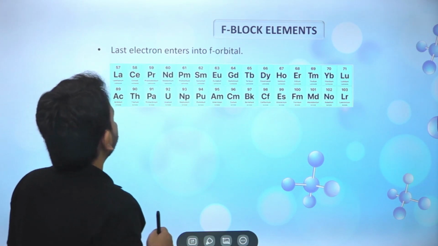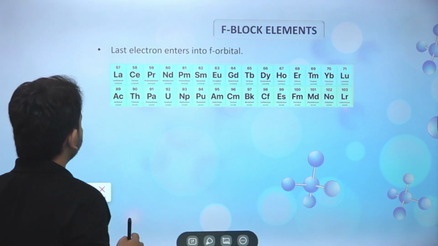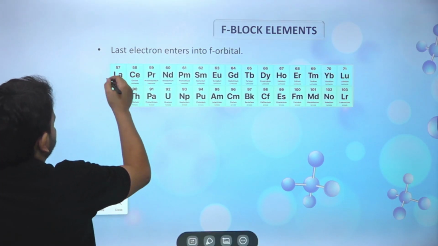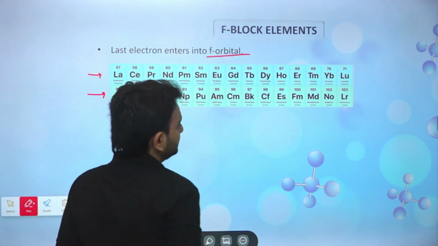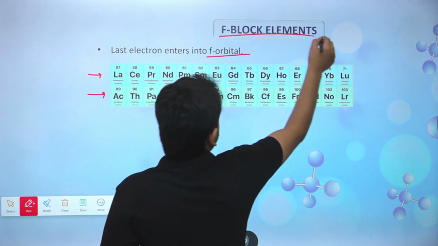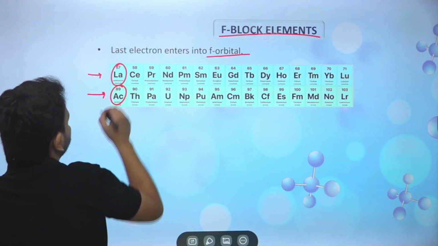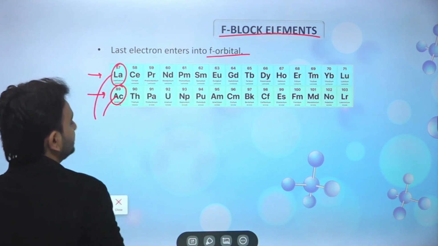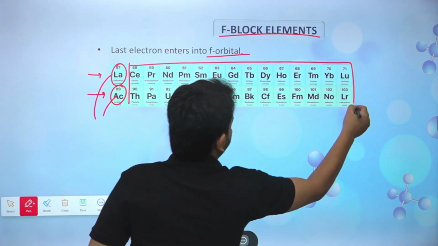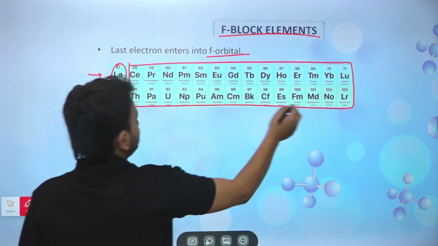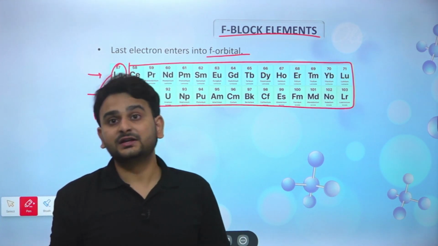And I'll move on. The last electron enters into the F block in case of F block elements, guys. So it starts with the lanthanide series and the actinide series, when we are talking about the F block elements. Lanthanum and actinium, guys, these two, the final electron actually goes into the D subshell. But for all of them, 58 to 71 and 90 to 103, you can count 14. 14 is the number of electrons that can go into the F subshell.